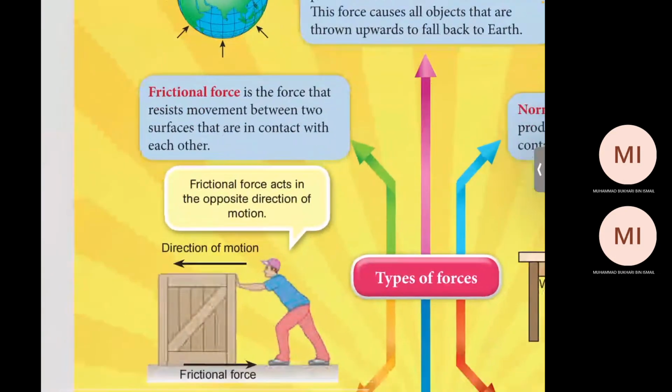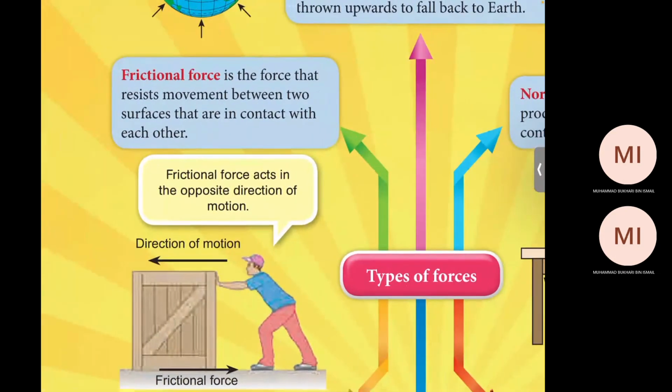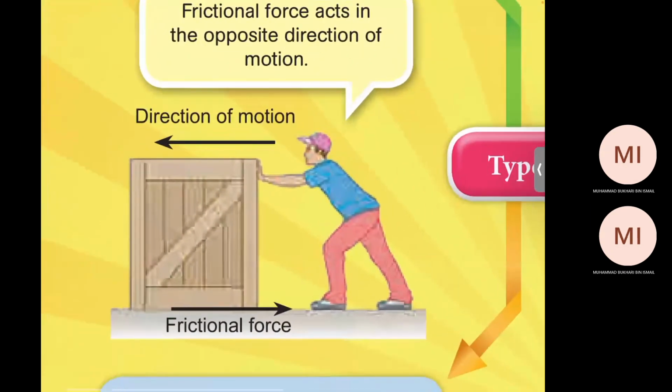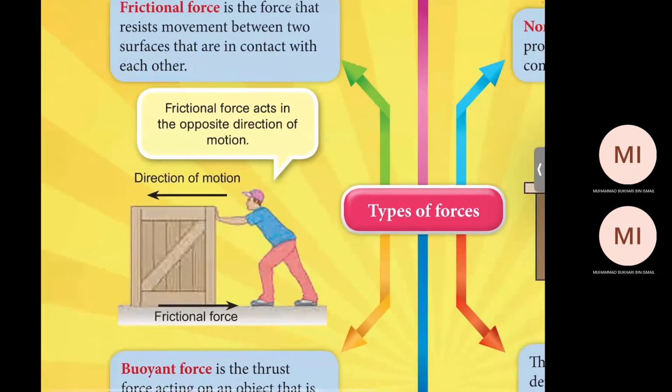Okay, the next thing is frictional force. Frictional force is the force that resists movement between two surfaces that are in contact with each other. This is very common in our life, right? When you push a trolley, for example, at a supermarket, you feel the resistance? You feel the resistance when you push the trolley in the market? Okay, that is frictional force. That is something common in our life.